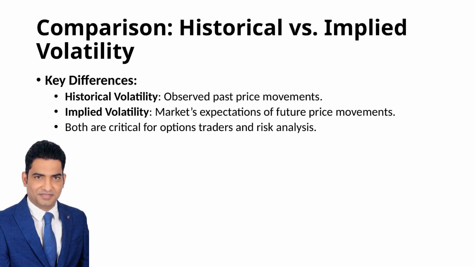Here's a quick comparison. Historical volatility looks at past price movements, while implied volatility represents the market's expectations of future price changes. Together, they provide a more comprehensive understanding of market dynamics, especially for options traders.